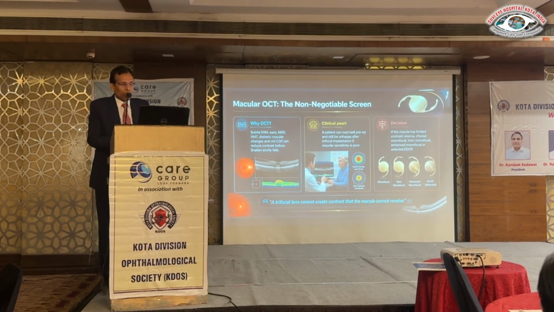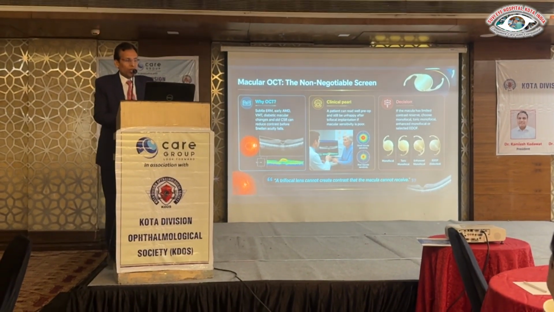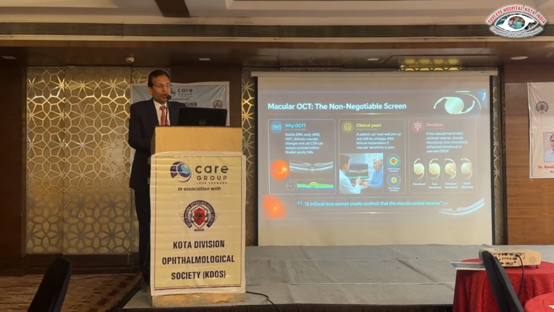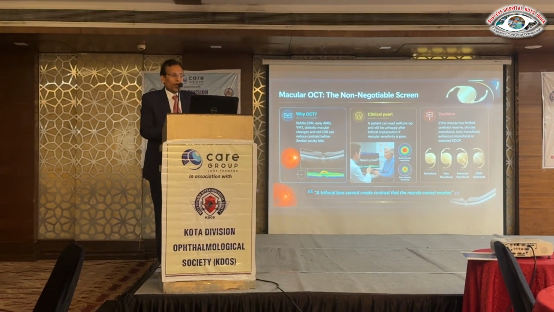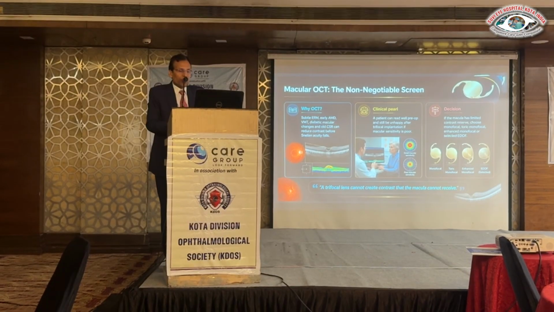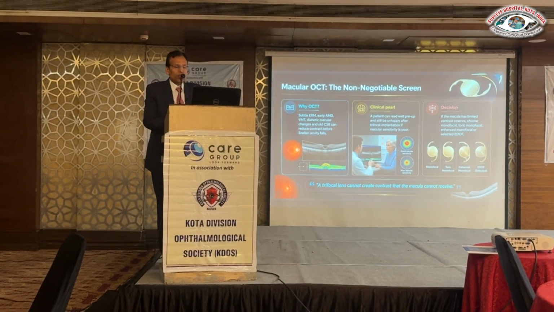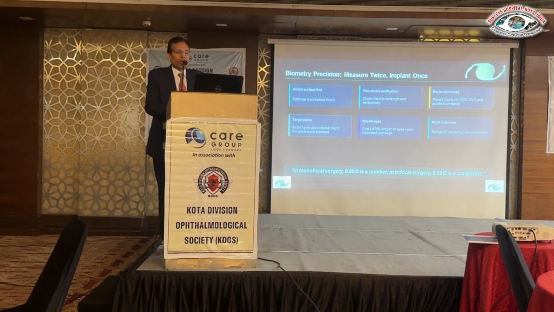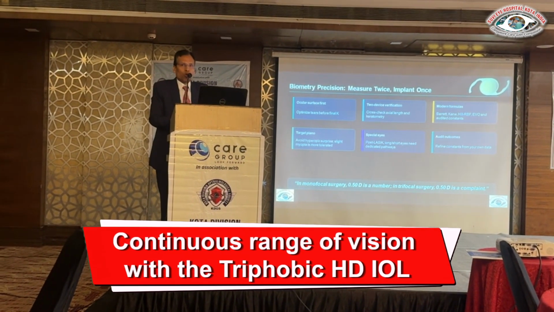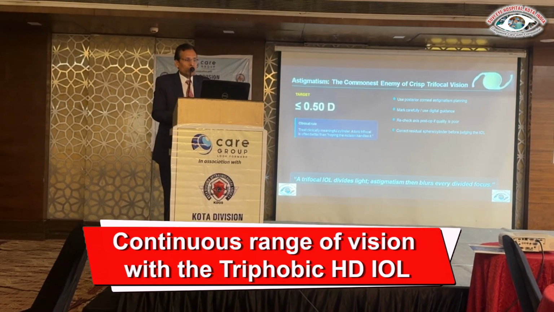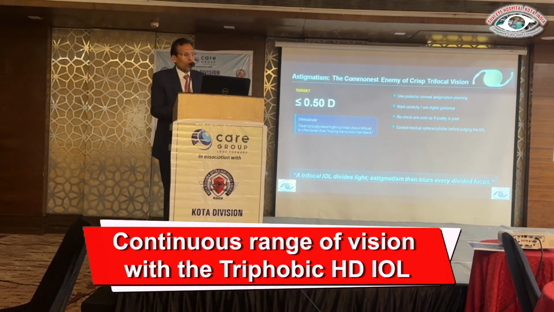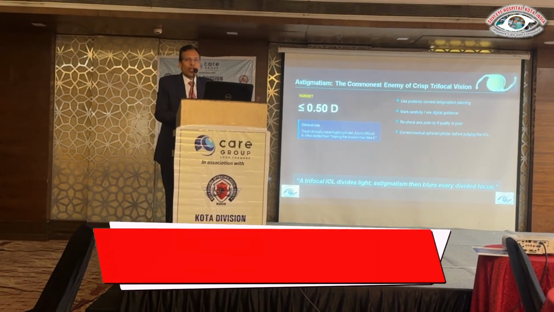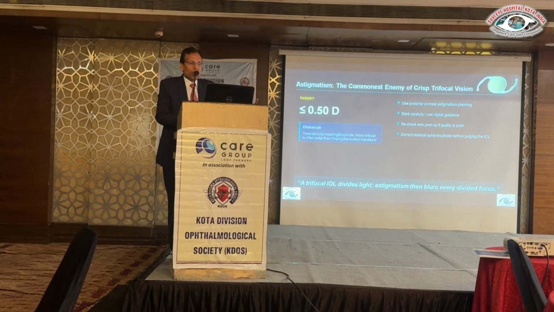And nowadays macular OCT is very important, because sometimes subtle ERM, early AMD, vitreomacular traction, diabetic macular changes, old CSR can reduce the contrast, and in premium lenses this can be an important concern. So it's always advisable to take a good OCT, specular microscopy, etc., and always use the optical biometer for lens power calculation. The astigmatism is the commonest enemy of the crisp vision of trifocal lenses. So aim for less than 0.5 diopter astigmatism.